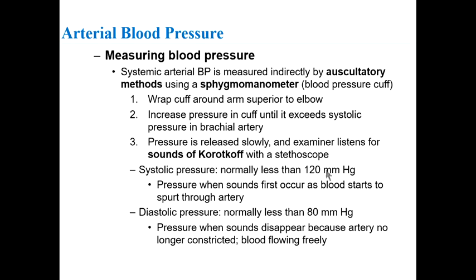Normal is less than 120, and keep reducing the pressure in the cuff or in the sphygmomanometer. You're hearing the sounds are going to get louder and louder, and then all of a sudden it's going to disappear. You won't hear it anymore because now blood is flowing freely through the brachial artery. At that point, that threshold is the diastolic pressure, which is normal when it's less than 80. Pressure when the sounds disappear, like we said, because there's no more constriction there.